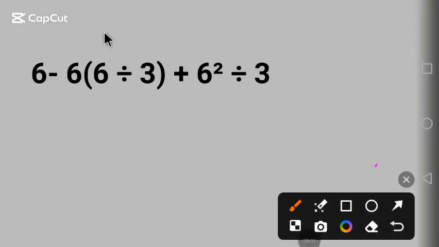Hello everyone, we have a cool maths question here. If you can solve it, do that and put the correct answer in the comment section. Let's solve it together.